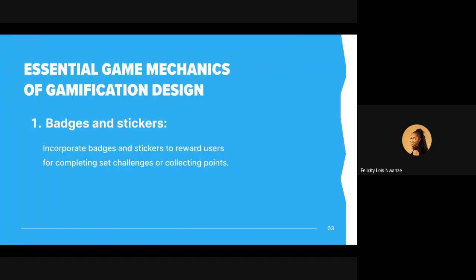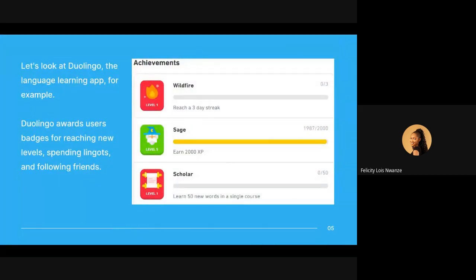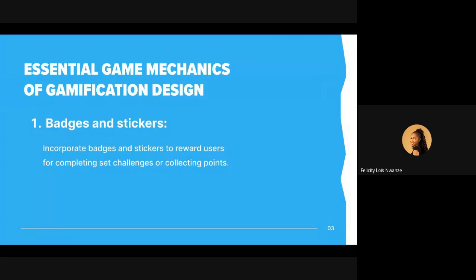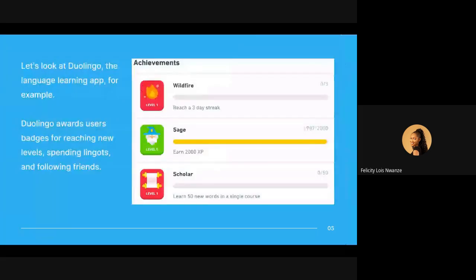So now let's look at some of the essential game mechanics of gamification design. One is badges and stickers. Now let's look at what badges and stickers are. They are basically things that show your reward for completing a challenge or a point. And some of the apps or digital products that have utilized this gamification so well, one of them is Duolingo, and we'll also see some other examples moving forward.